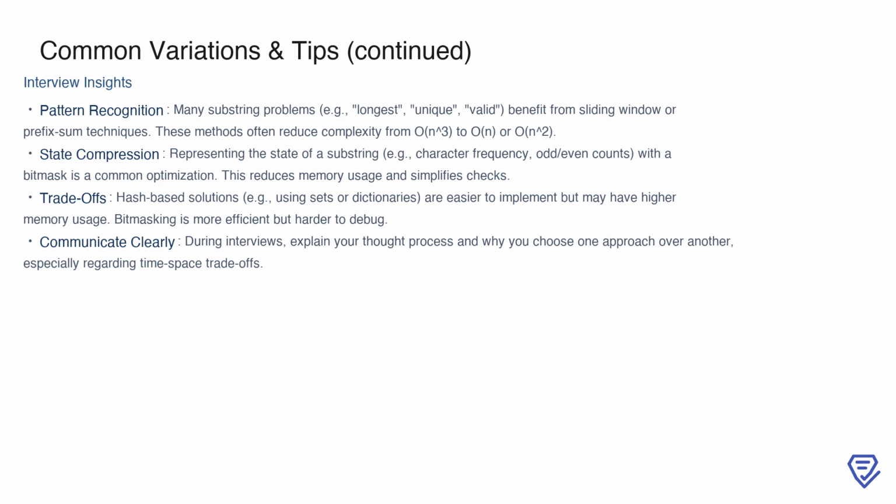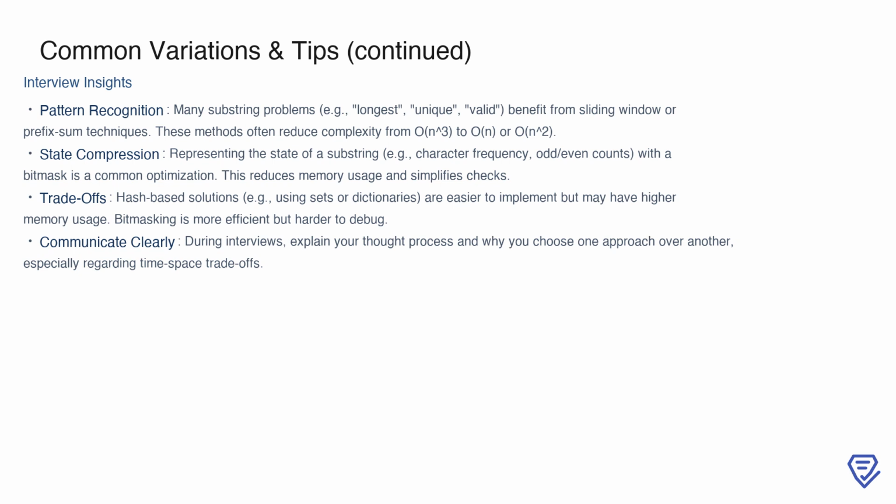When preparing for interviews, it's helpful to recognize common patterns in substring problems. Techniques like sliding windows or prefix sums are widely applicable and can significantly reduce time complexity, often bringing it down from n cubed to n or n squared. State compression is another powerful optimization. For example, you can represent the state of a substring, such as the frequency of characters or whether their counts are odd or even, using a bit mask. This not only reduces memory usage but also simplifies the process of checking conditions.